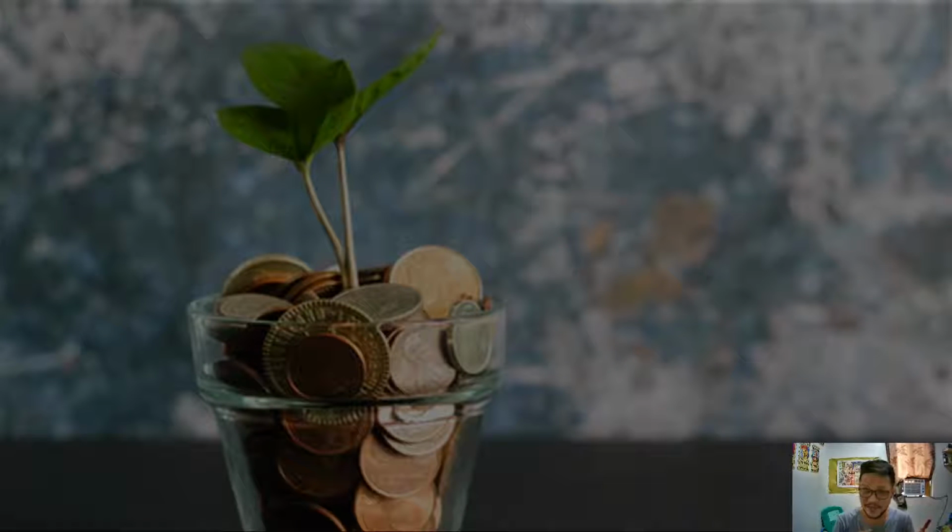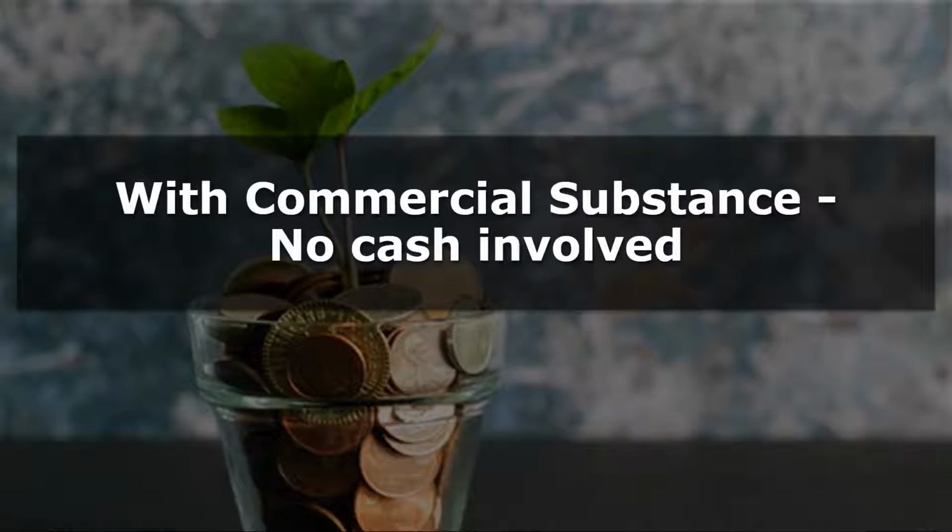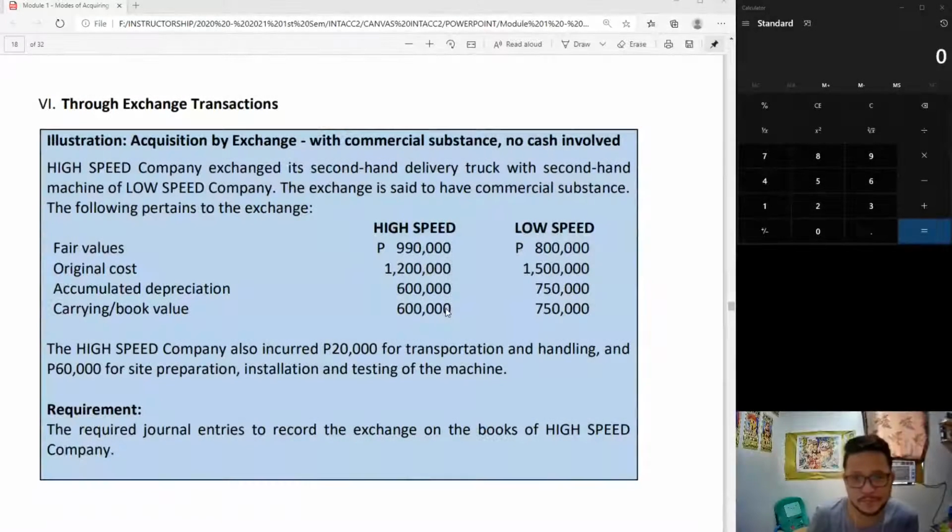So, diretso na tayo. Okay, so we're on to illustrations. But before we start with illustrations, kasi ang exchange po ay medyo mahaba-haba, kailangan ko ng kasama dito.